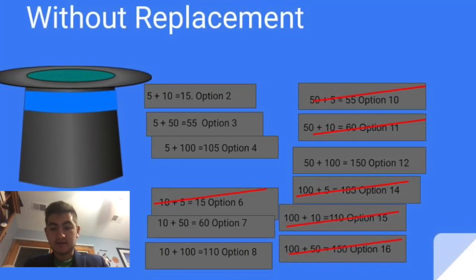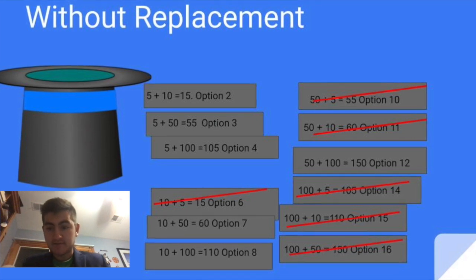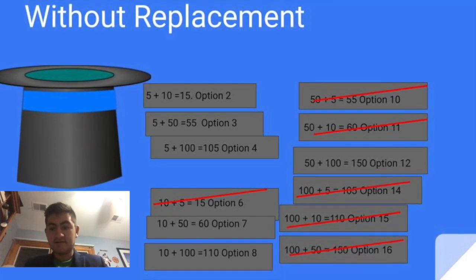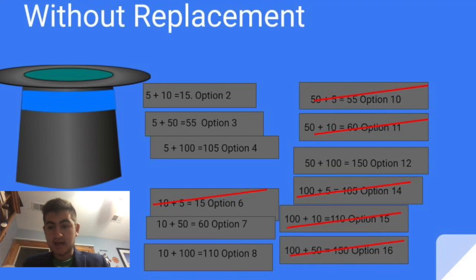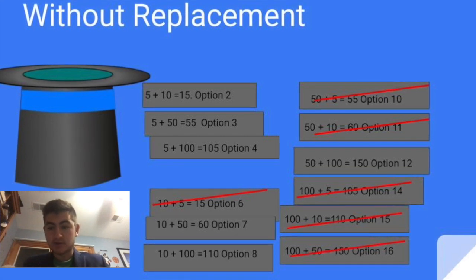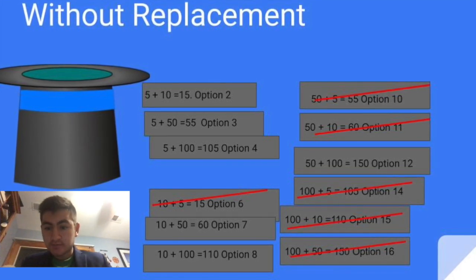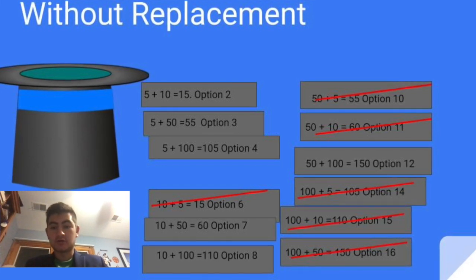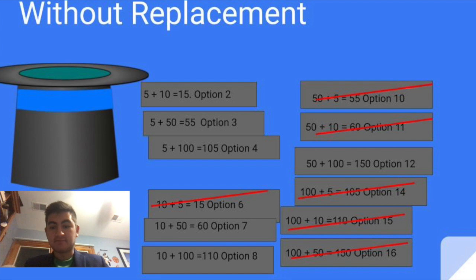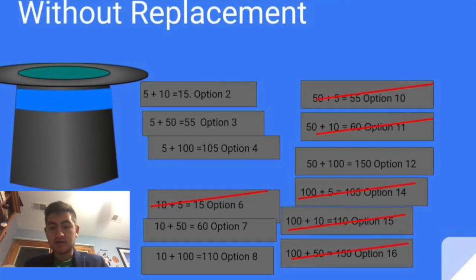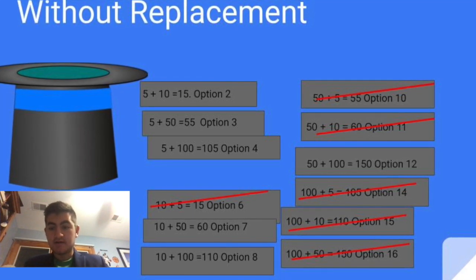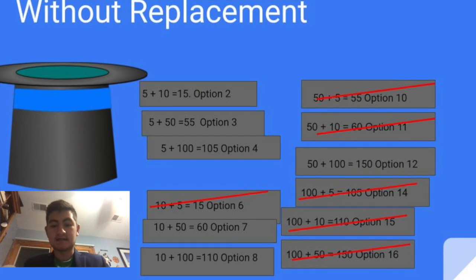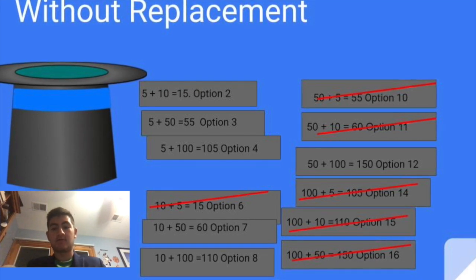10 plus 50, not 10 plus 50. 50 plus 5 equals 55. We've already seen that. 50 plus 10, we've already seen that. 100 plus 5, we've already seen that. 100 plus 10, we've already seen that. 100 plus 50, we've already seen that. So the only options that are original are 5 plus 10, 5 plus 50, 5 plus 100, 10 plus 50, 10 plus 100, 50 plus 100. That totals out to 6 unique possibilities without replacement.